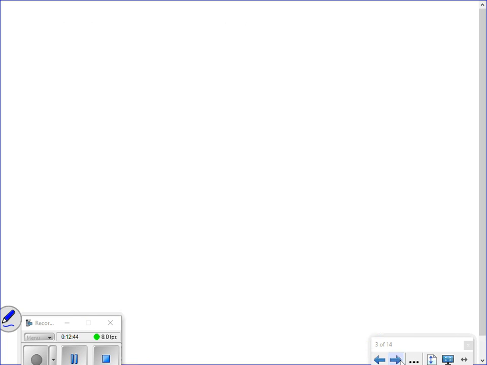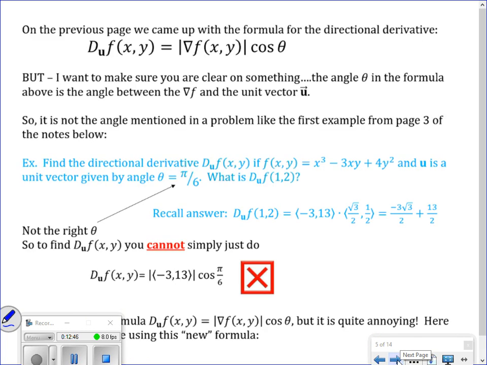So let me show you why that doesn't work. For example, this is what we just came up with. And this first example that I was just showing you on the last page tells you pi over 6. So you can't just go plugging in pi over 6 into this problem.